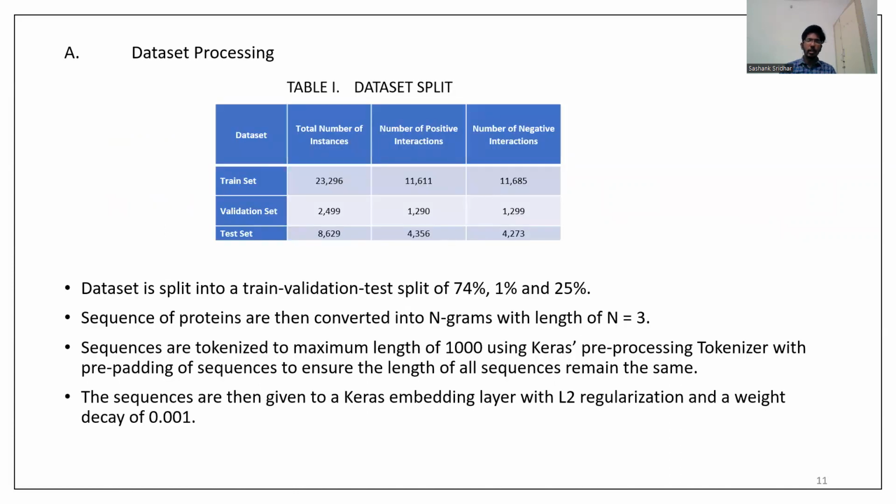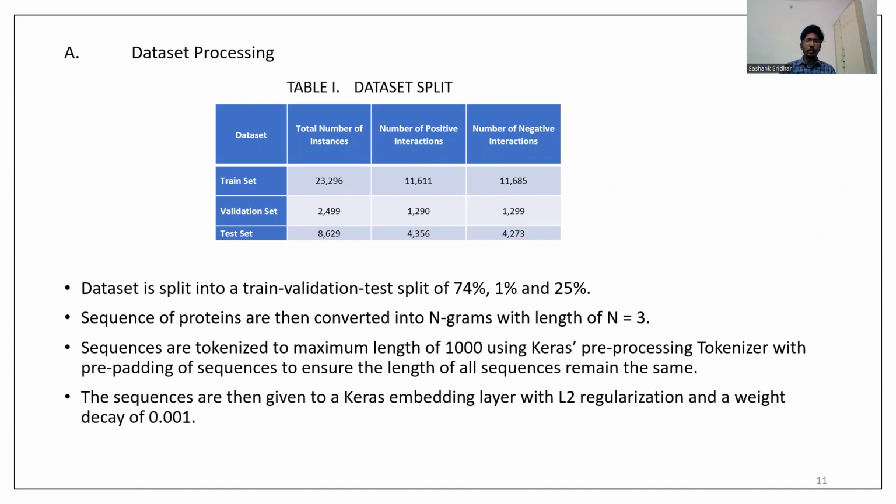The total number of instances for each of the train, test, and validation sets is given in Table 1. The number of positive interactions and the number of negative interactions are relatively the same. We split the data set into a train, test, validation split of 74:1:25.